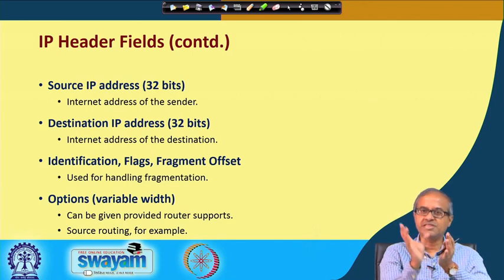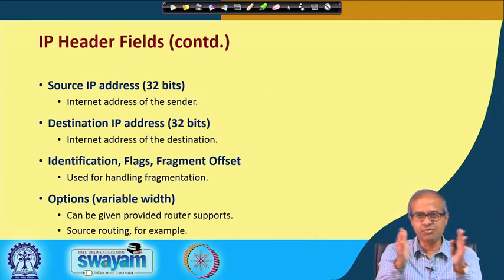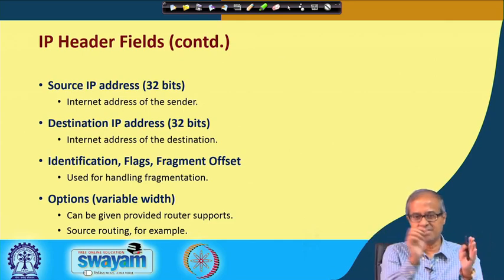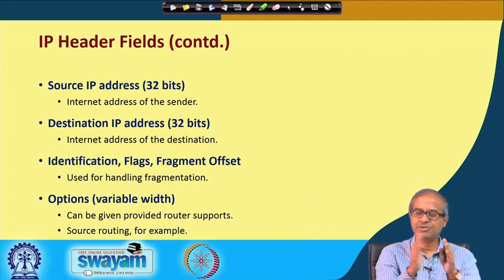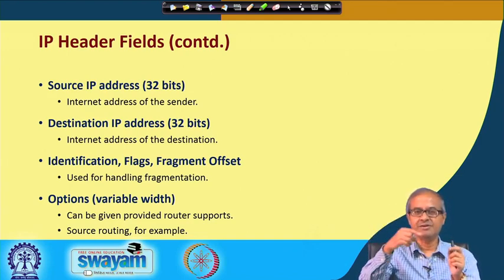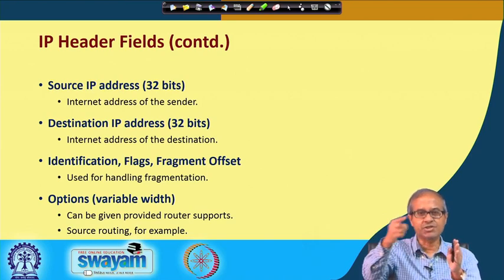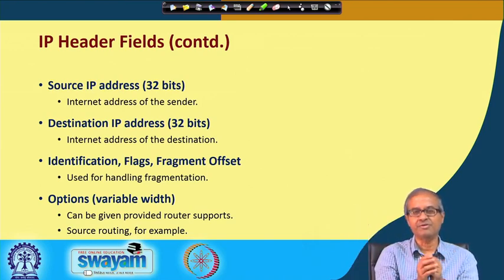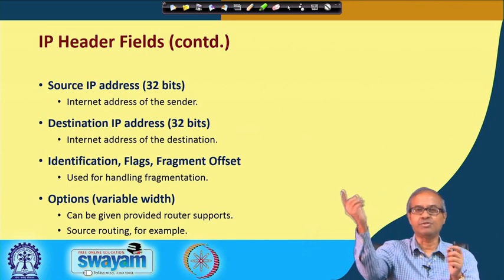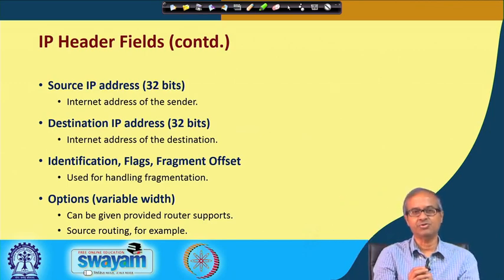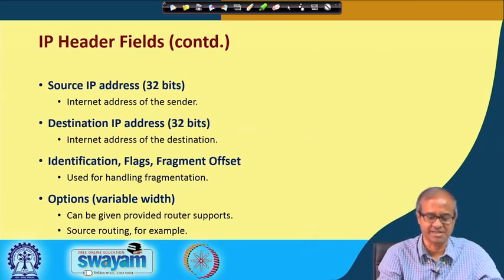That means, the source is specifying the route. That means, to specify that route you need a longer information to be specified. So, this options field can be used to specify the sequence of IP addresses of routers which has to be followed to go to the destination. This is called source routing. So, these options are there.